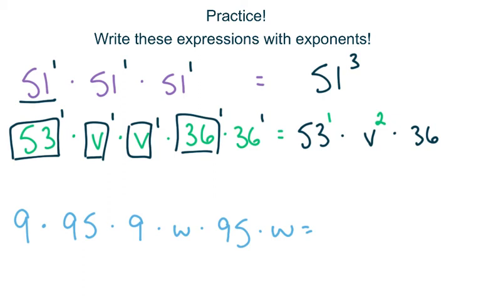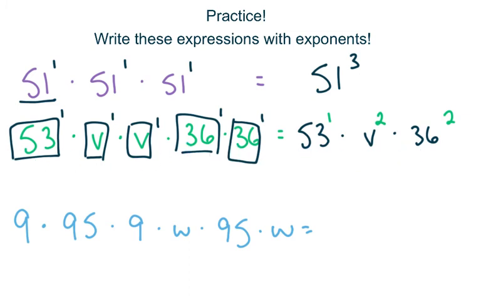Remember, you could say V to the 2nd power, V to the power of 2, or V squared. I also see that there's a 36 here, 2 times. So 36 to the 2nd power. So there are 3 different bases being multiplied. I can't combine these anymore. I'm just going to leave it like this. If I was going to fully simplify this, I could do 53 and multiply that by 36 squared, but I'm not going to do that right now. I'm just practicing writing these expressions from expanded form into exponent form.